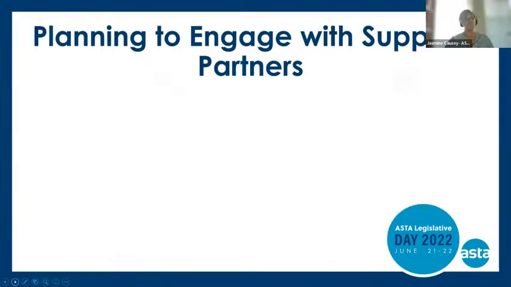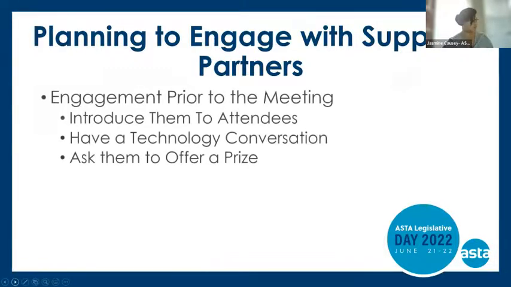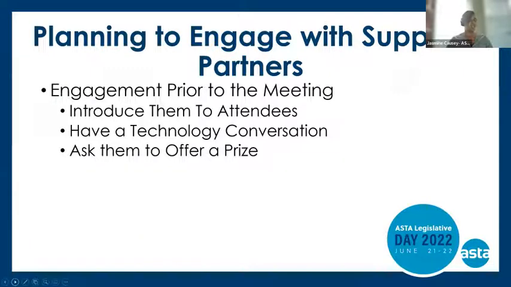So we do want to plan to engage our supplier partners. And when we plan to engage our supplier partners, there's really two parts to this. We want to engage them prior to our chapter meeting and after said meeting. So, engagement prior to the meeting.